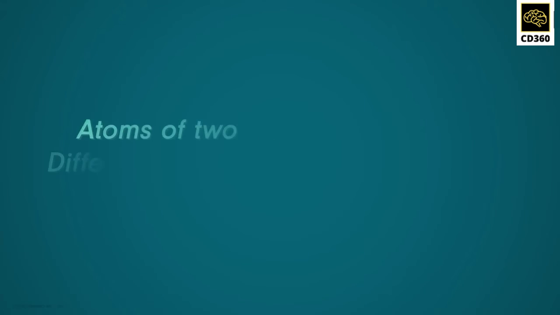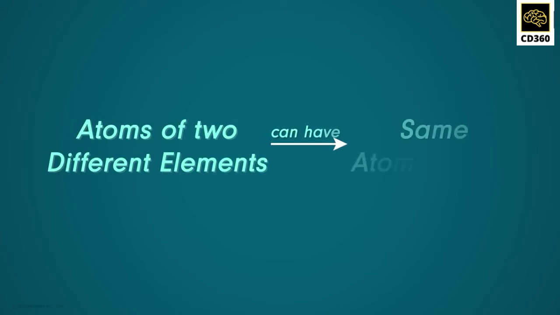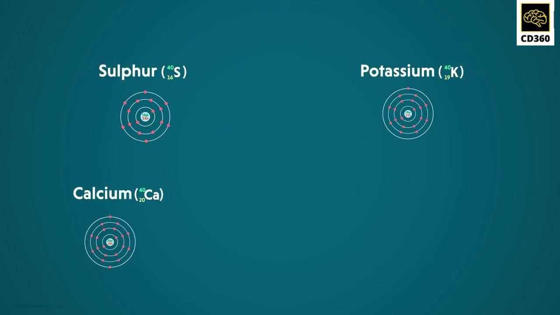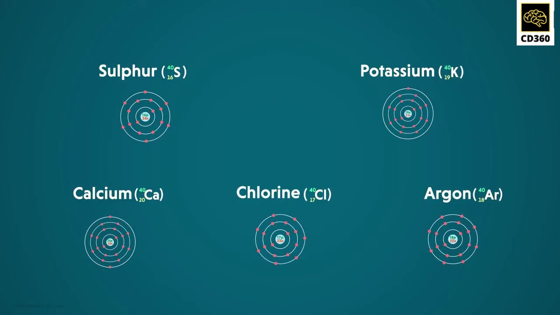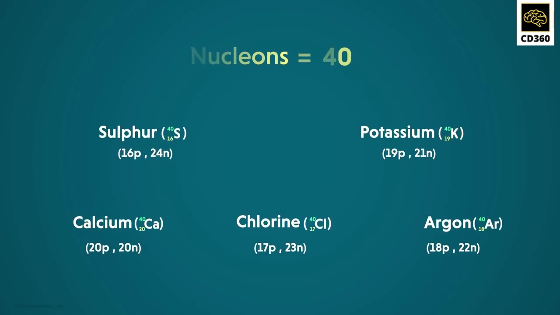But what if I tell you that atoms of 2 different elements can have the same atomic mass? Yes. Let's understand this with an example. We take 5 different elements: sulfur, potassium, calcium, chlorine and argon. Now, if you notice, in each case the number of protons and neutrons is different. It's 16 and 24 here, 19 and 21 here, and so on. That's right. However, the total number of nucleons in each sums up to 40.